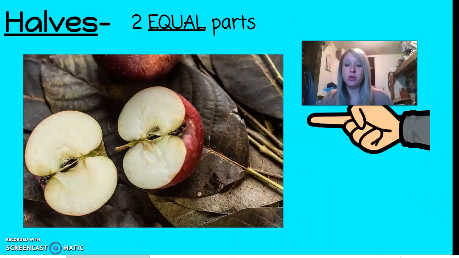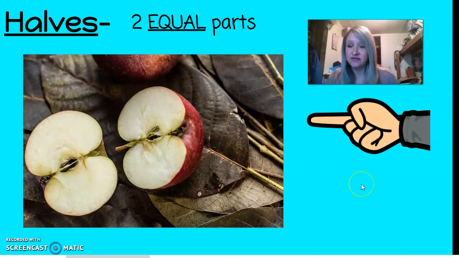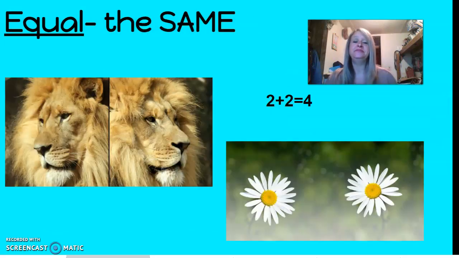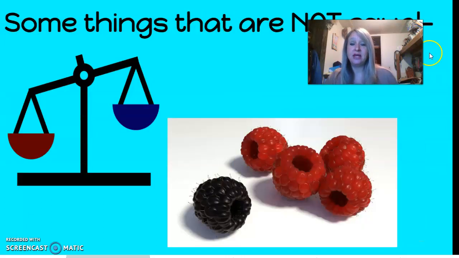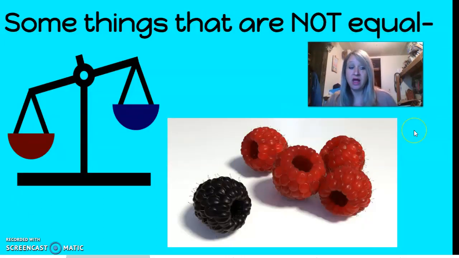Remember our vocabulary word halves. Say halves. Halves means 2 equal parts. How many equal parts? Equal. Say equal. Equal means the same. Here are some things that are not equal. They are not the same.